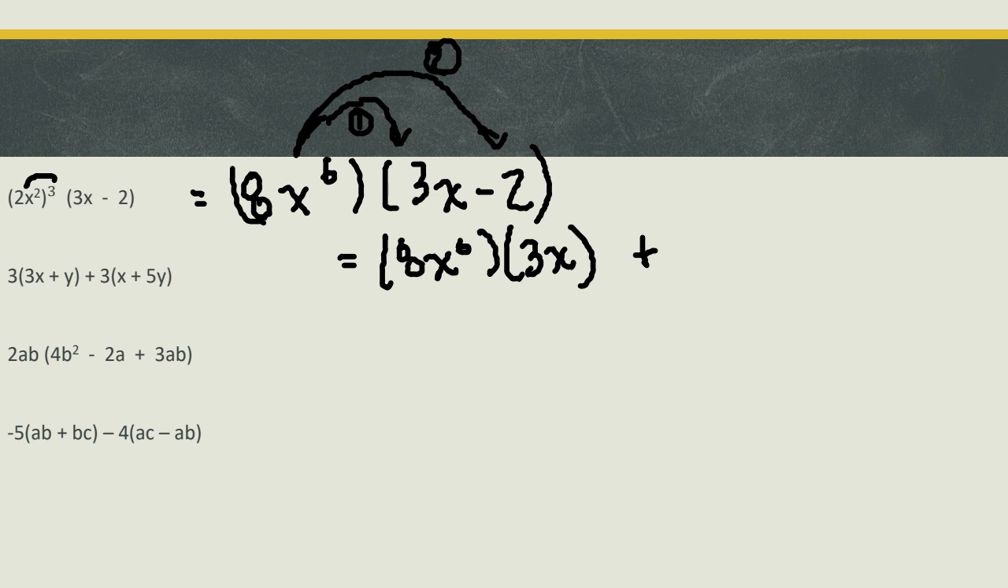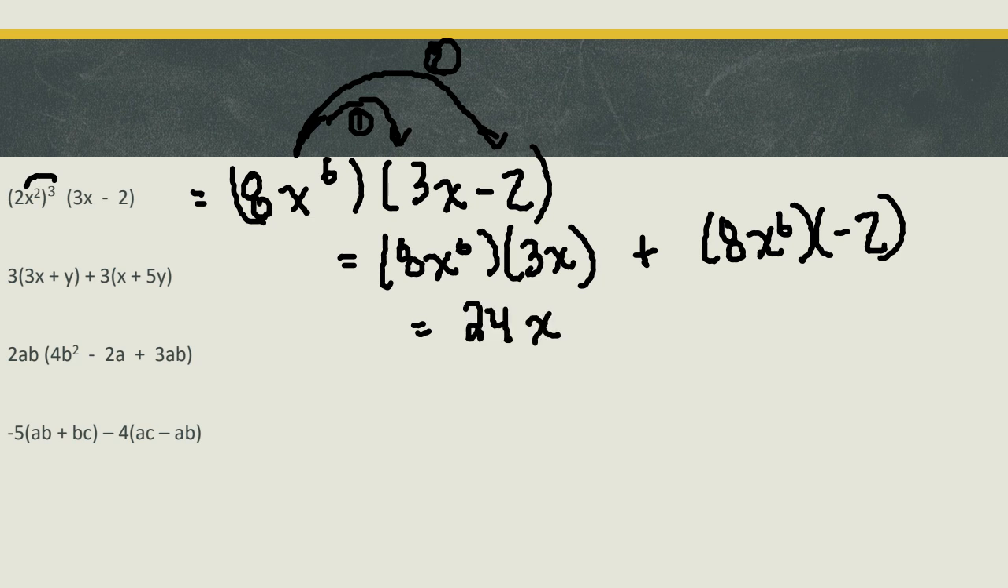So now I have an 8x to the 6 times a negative 2. Make sure you take the sign attached to the number as well. Notice I didn't just write a 2, I wrote a negative 2. So the 8 times 3 is going to give me 24. I'm going to add those exponents. There's a 1 here, so this goes back to the other rule. 6 plus 1 gives me 7.